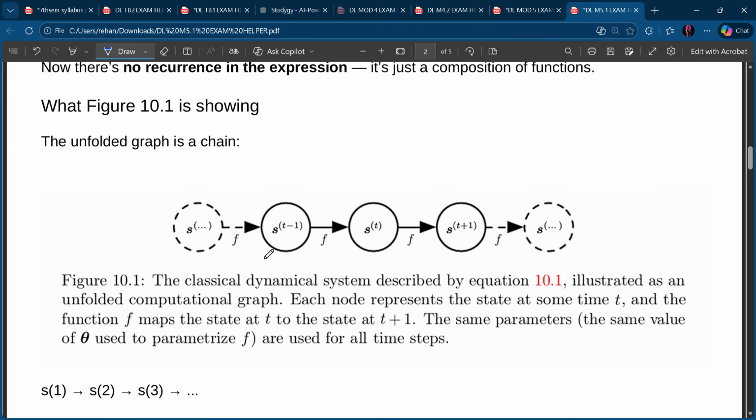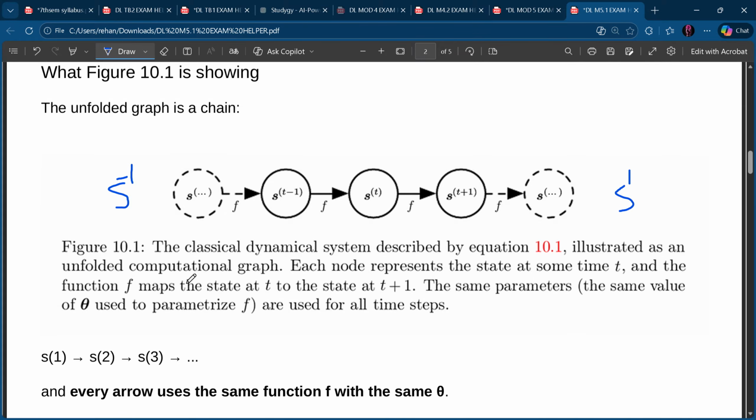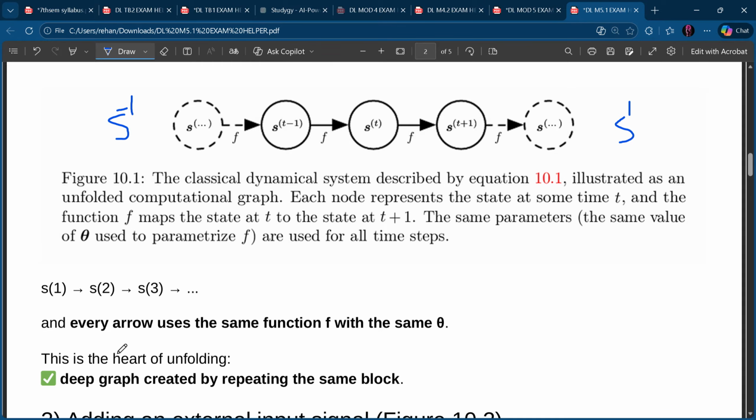Now figure 10.1 shows what? See, the same chain s, so on up to some particular number. Here basically s_(t-2), s_(t-3), and so on will be there. T minus 1, just add plus 1, that will become t. Then t plus 1, t plus 2, and so on. At the end you will have s1. Here you might have s_(-1), something like that. Here every arrow uses the same function f.